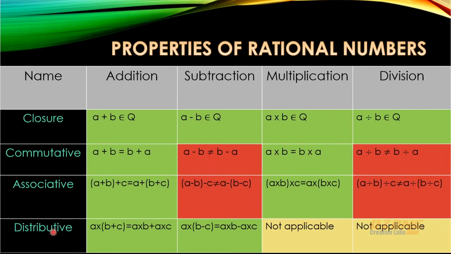Next is the distributive property. The distributive property of multiplication over addition and over subtraction holds, but for multiplication and division the distributive property is not applicable. So a into b plus c is equal to a into b plus a into c. We can open the bracket like that. In the same way in subtraction, a into b minus c is equal to a into b minus a into c.